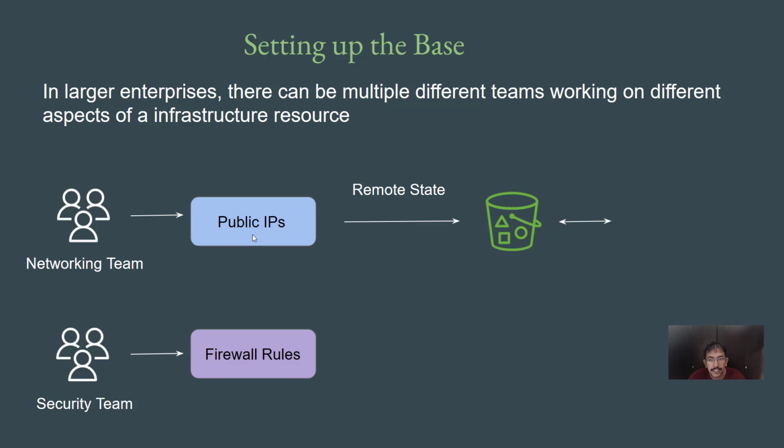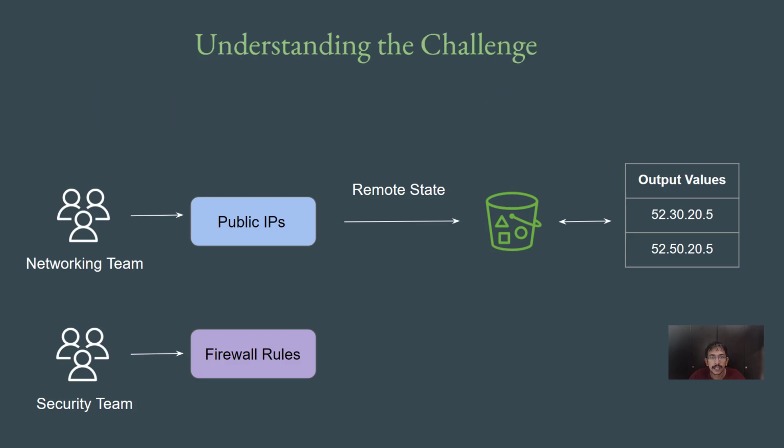Along with that, you also have some output values as part of the code. Whenever the code gets created, there are output values defined, which list all of the public IP addresses that are created. So this is the basic setup. Now let's go ahead and look into the challenge.